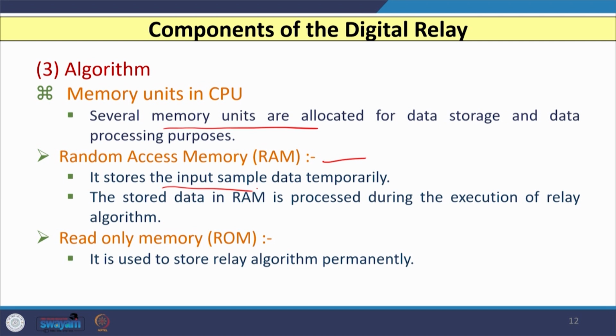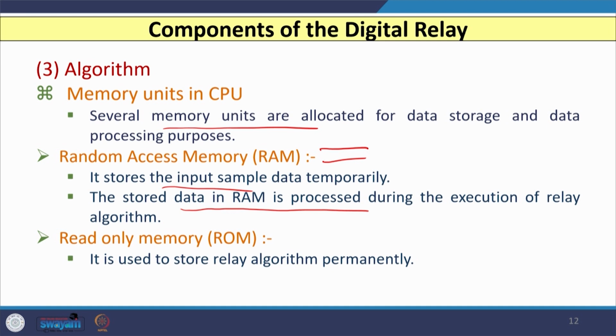So, whenever the data acquisition system acquires the current data or voltage data instant by instant, those data are stored temporarily in the RAM, and whatever processing is required by the relay based on the algorithm, let us say the algorithm is going to use 6 samples in one cycle. So, 6 samples are stored in RAM, and those samples are utilized by the processor based on the algorithm, and further processing is done by the CPU. Moreover, the RAM is also going to store and process the data during the execution of the algorithm.